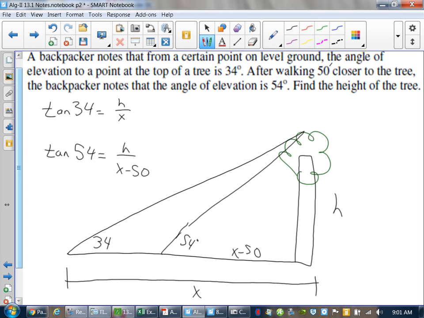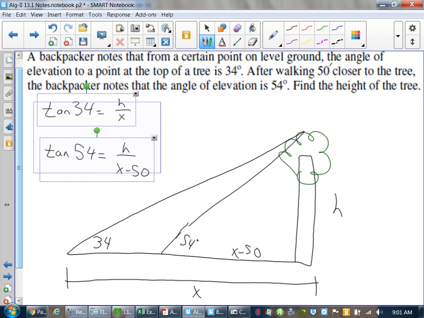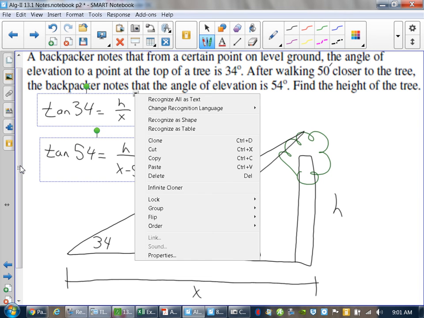What do those two equations have in common with one another? They both have h in them, don't they? So what that means is that I'm going to take both equations and get h by themselves. Because if I get h by itself, can I set the tangent portions equal and solve for x? That's the idea. So let me take these two on a separate sheet here real quick.